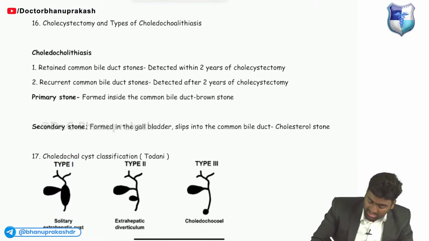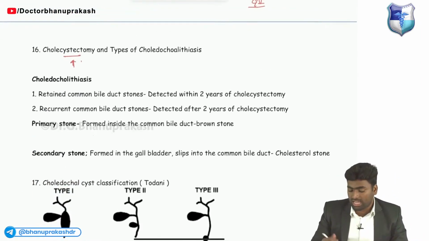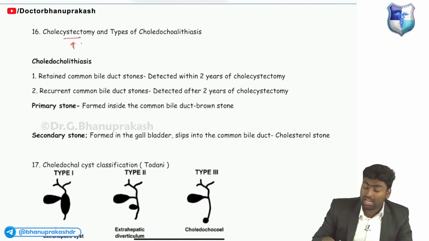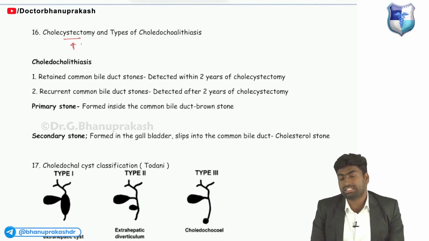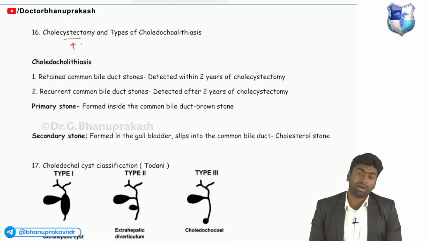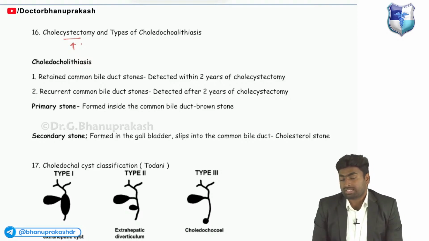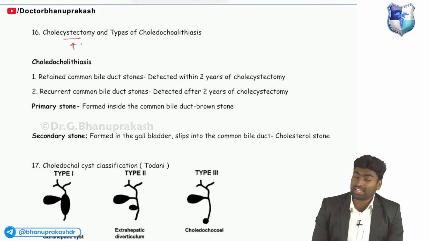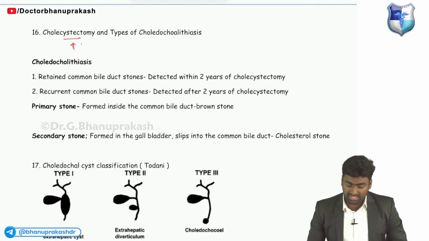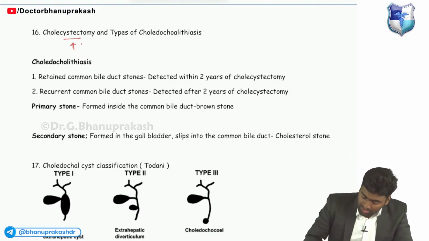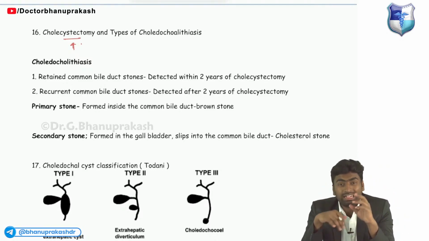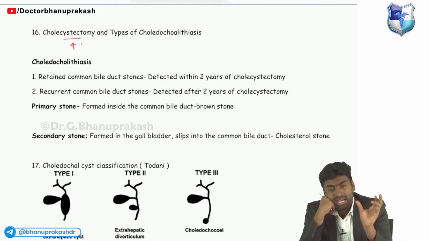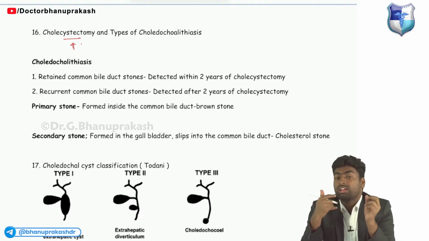Fine. And about cholecystectomy, whenever we remove the gallbladder, we call it cholecystectomy. And there are different types of choledocholithiasis. Choledocholithiasis means the presence of stones in the bile ducts. If there are stones in the bile ducts, it is known as choledocholithiasis, whereas if they are present in the gallbladder, it is known as cholelithiasis. So here there are different types of stones. Either the stones might be formed there, or they can be formed in the gallbladder and slip off into the common bile duct.